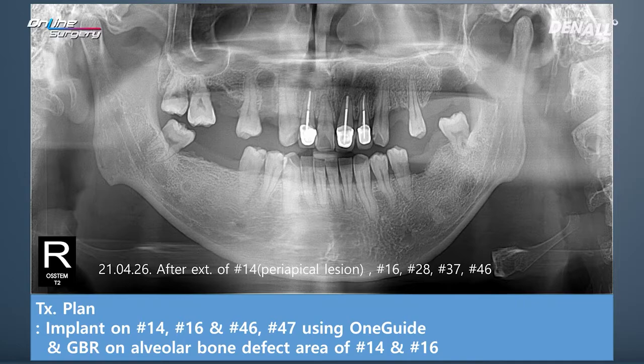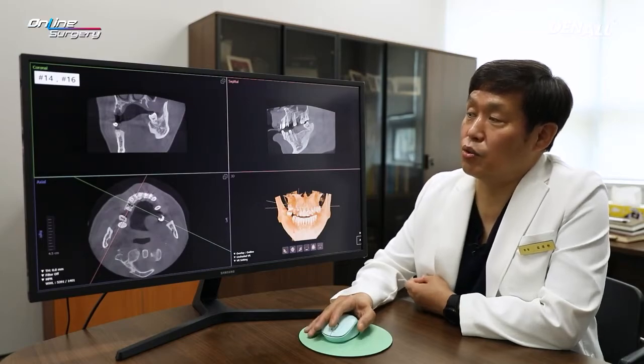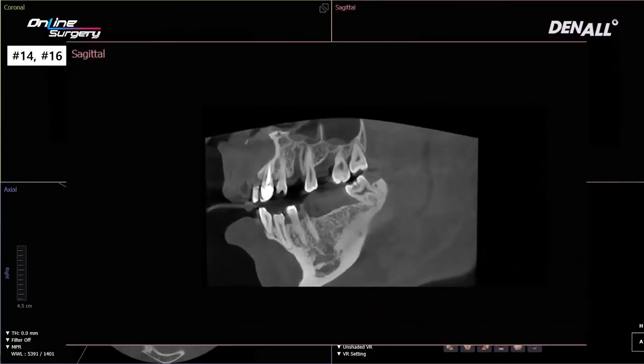For number 16, there is no bone on the distal side. Because of the fistula in number 14, on the apex side, if I place an implant here, below the implant there will be a fenestration defect. And on number 16, on the distal side, there's a lot of alveolar bone destruction, and it requires bone augmentation.